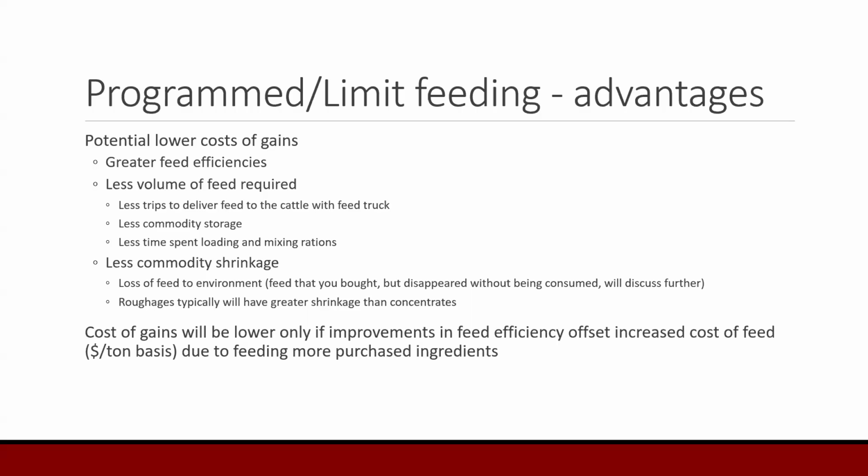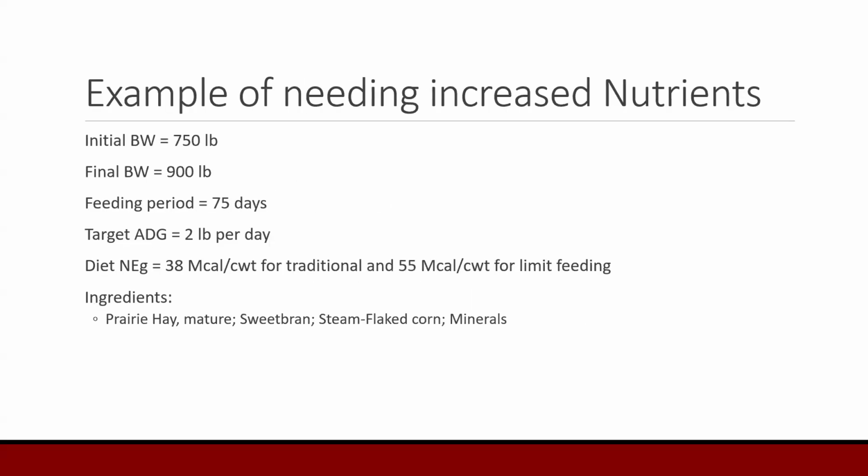So importantly, cost of gain in program fed cattle, limit fed cattle, will only be lower if that improvement in feed efficiency offsets the cost of buying external ingredients. Does that all make sense to you guys? Any questions on this? So if I was going to ask a question around advantages and disadvantages, I would ask maybe 4 of each. I wouldn't expect you guys to rewrite that last slide or the slide before that, which was a lot.